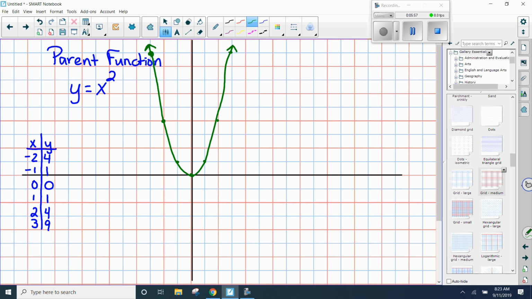So as we look at that parent function, there are different things you can do that will cause it to shift up, shift down, to the right, to the left, and you can also flip it upside down. So we need to know what happens when I do certain things to this. We can also do something that's going to cause it to stretch upward.